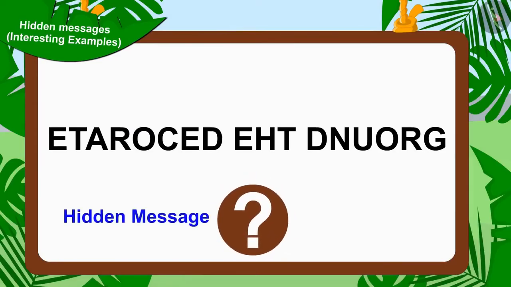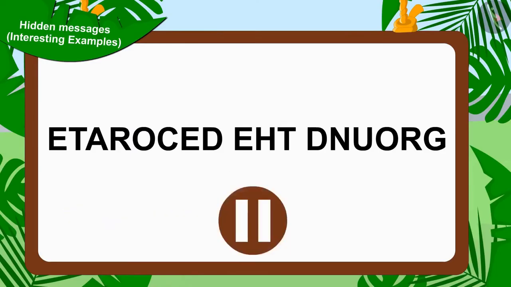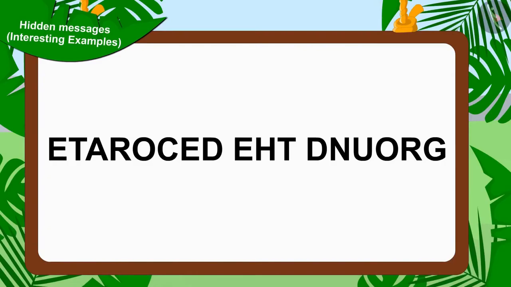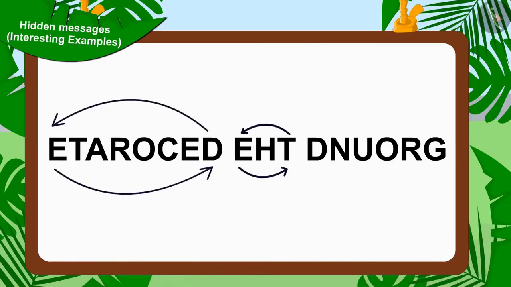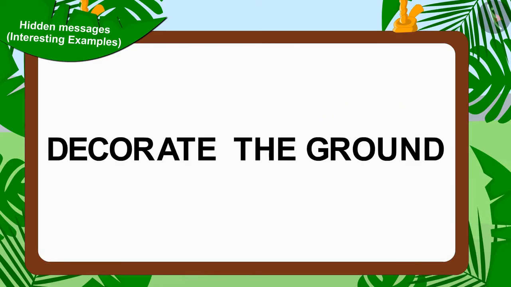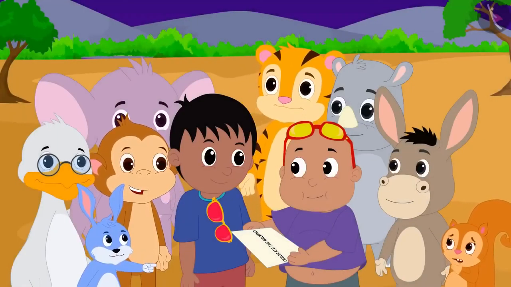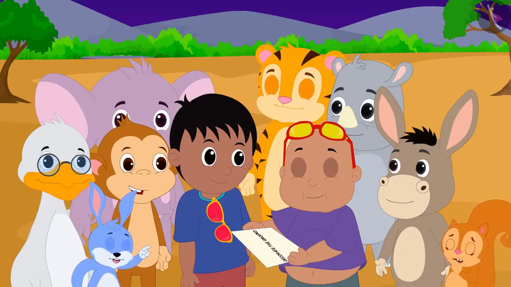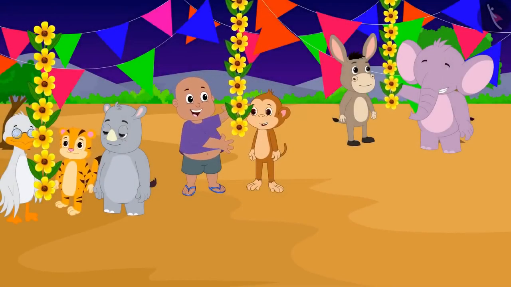Children, can you solve this hidden message? If you want, you can find the answer by stopping the video. Well done, kids! Your answer is absolutely correct. In this hidden message of Jeeves, the alphabets of the words are written in the reverse order. Jeeves' second hidden message is, decorate the ground. This time, Bunny solved Jeeves' hidden message and read it to all the villagers. All the villagers decorated the ground with all their heart.